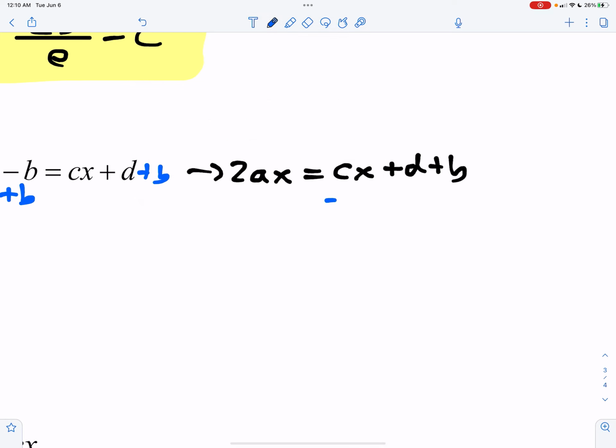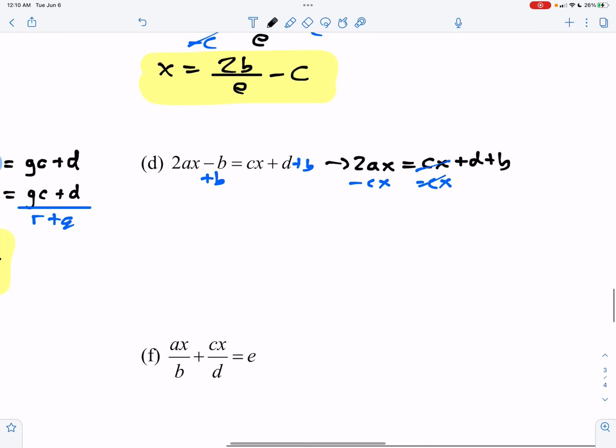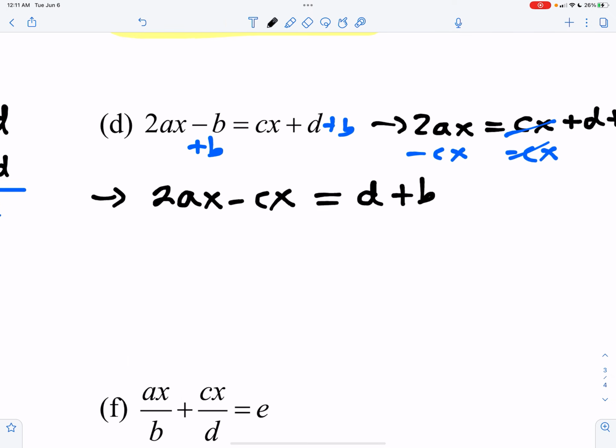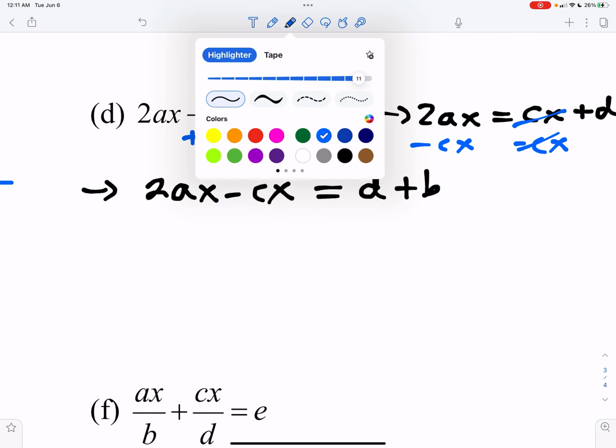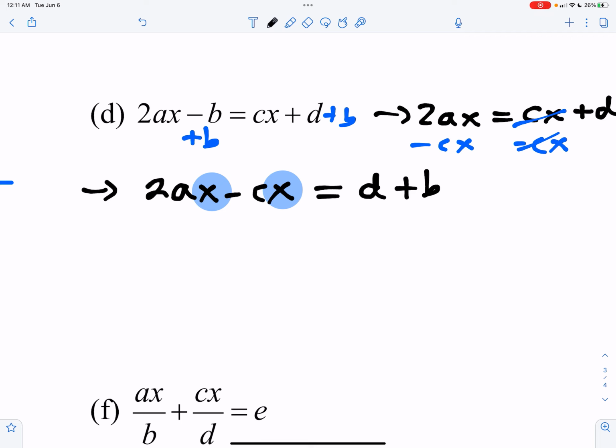Now the next thing I'm going to do is subtract the cx from both sides. That way I bring my x terms together. So I get 2ax minus the cx I brought over to the left equals d plus b. You have to keep everything separate because you don't know what these numbers are and you can't assume they're the same thing. But again, just like I did last time, I have a common factor of x. So bring it out. And then, of course, that's equal to d plus b. And then whatever's left over, 2a minus c, goes in parentheses.